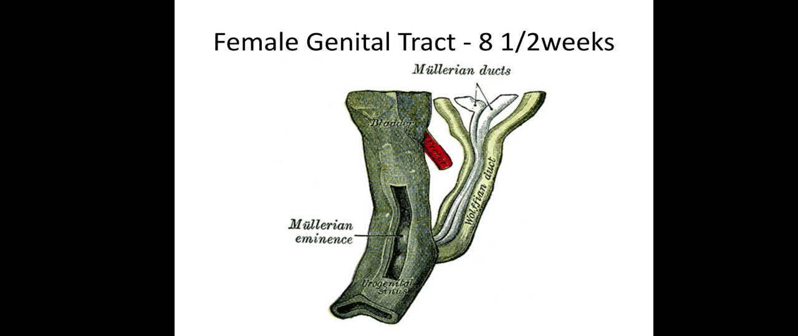At about 8.5 weeks, this is another 3D picture, where you can see the Mullerian ducts coming in, opening into the Mullerian eminence in the urogenital sinus.